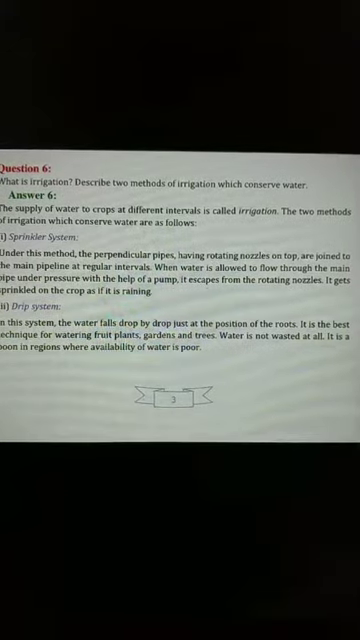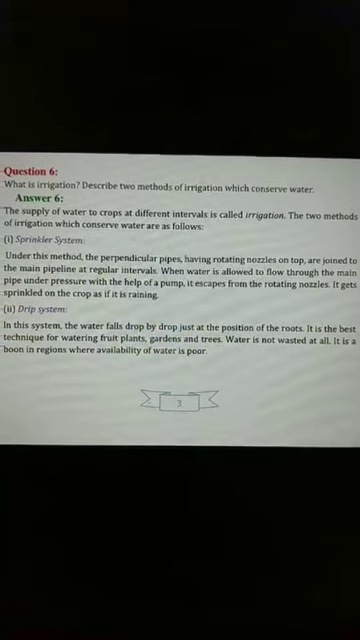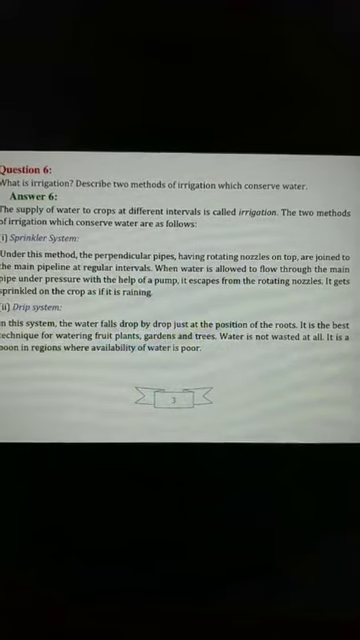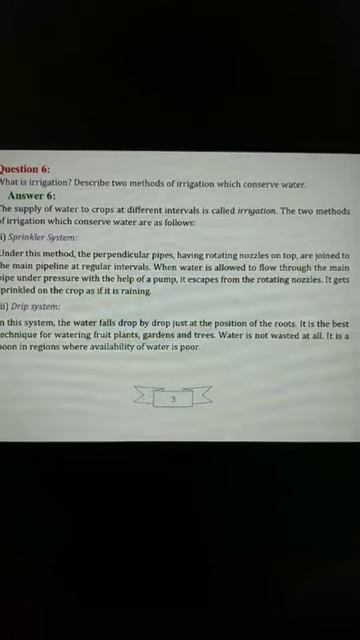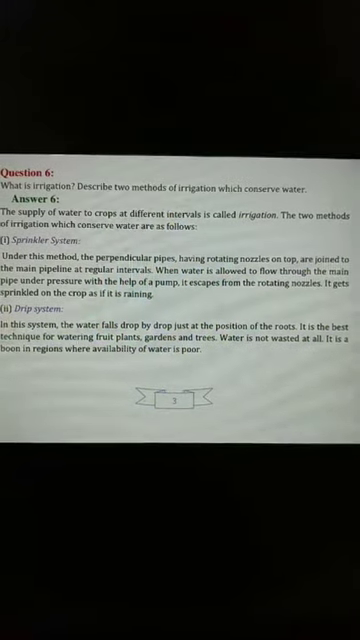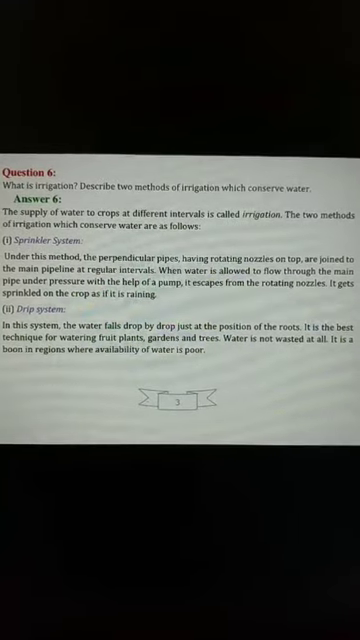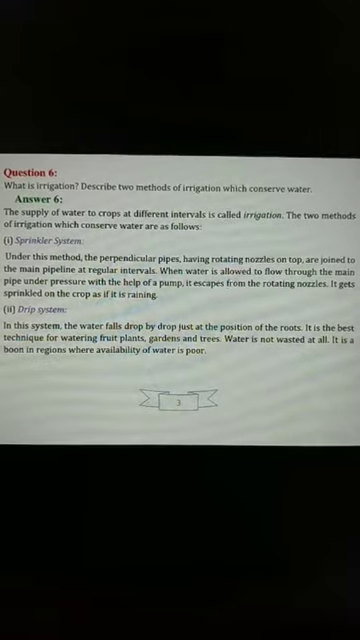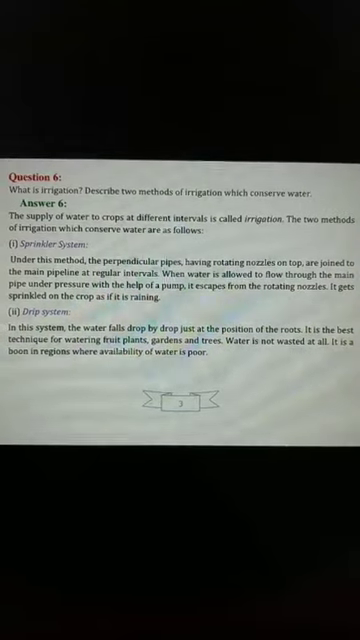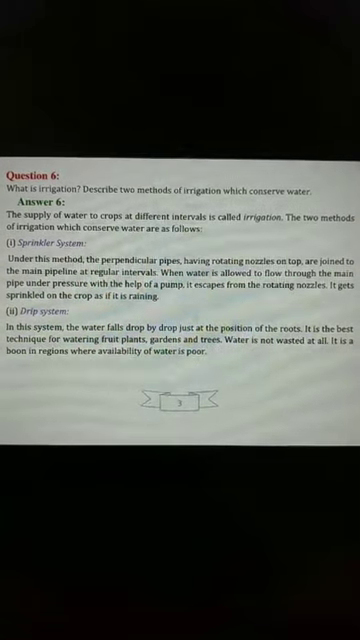So when the pump throws out the water from the well or wherever the water is being taken from, and this water is thrown into the pipe, the nozzles start rotating. The water comes out from the nozzle and sprinkles on the crop as if it is raining. So this is the system of the sprinkler method.